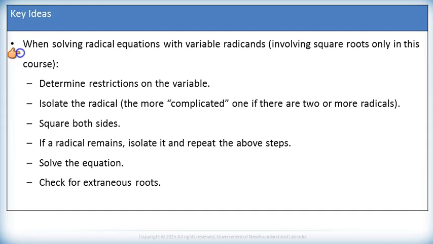In conclusion, when solving radical equations with variable radicands, we determine restrictions on the variable, isolate the radical, the more complicated one if there are two or more radicals. We square both sides. If a radical remains, isolate it and repeat the above steps. Then we solve the equation and check for extraneous roots.